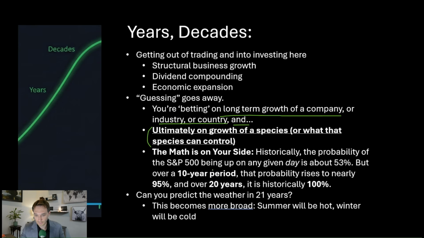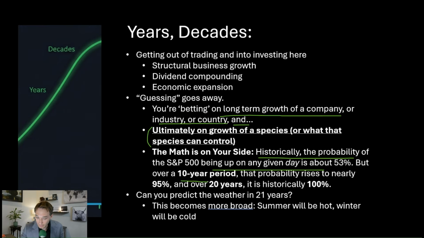Okay, so if you believe that we're going to keep growing as a species, then you should be invested long-term for years, decades, right? In that growth of this planetary species, okay? Looking backwards, historically, the probability of the S&P 500 being up on any given day is about 53%. But over a 10-year period, it's 95%. 20 years, it's 100. You could buy the high, and in 20 years, historically, you still made money, okay?